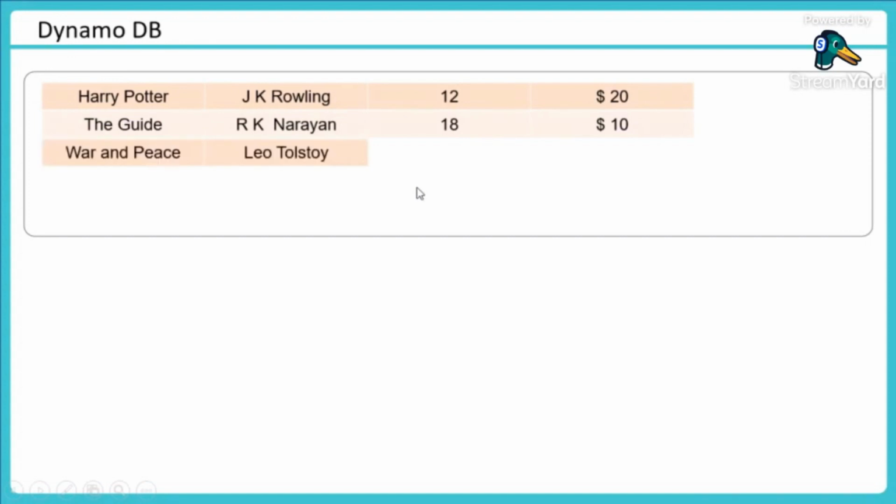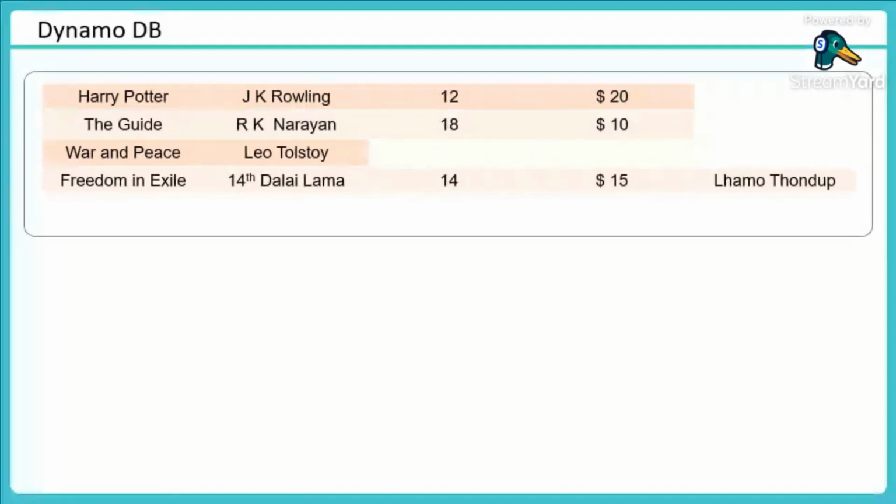Then we have another book called War and Peace from Leo Tolstoy. And let's assume we do not have sufficient information for this book. We do not know the price. We do not know the number of chapters. And then we have another book called Freedom in Exile from the 14th Dalai Lama, 14 chapters, $15 as the price. And Dalai Lama is a title. It's not a person's name. Every few years, a new Dalai Lama is selected, and currently the person who is holding this title is called Lama Thondop. So his name is Lama Thondop, and he is Dalai Lama as of now, the 14th Dalai Lama.